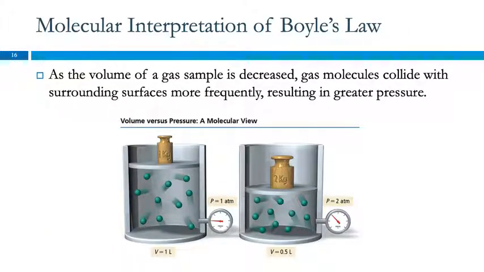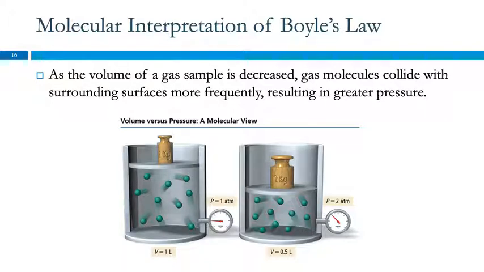So, if we look at the particles and think about what the particles are doing, we can interpret Boyle's law. Here we have a piston assembly where this lid can move up and down. Here we've got a 1 kilogram weight sitting on the lid. We've got some gas particles in here, and a pressure gauge to tell us what the pressure is. Here the pressure is 1 atmosphere, the volume is 1 liter. If I cut the volume in half, then the pressure is going to double.